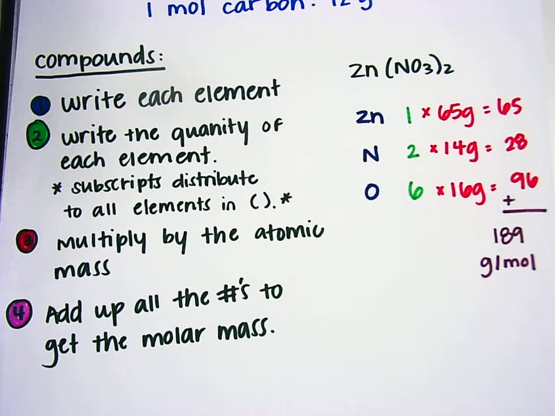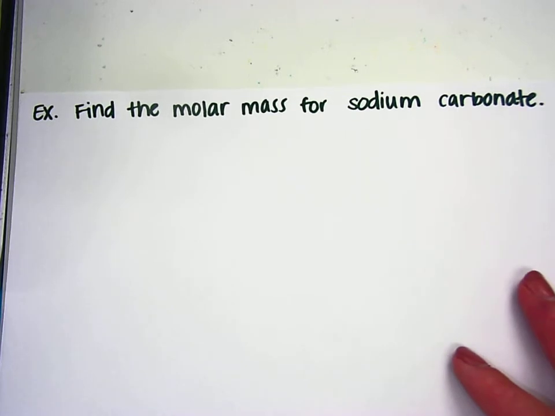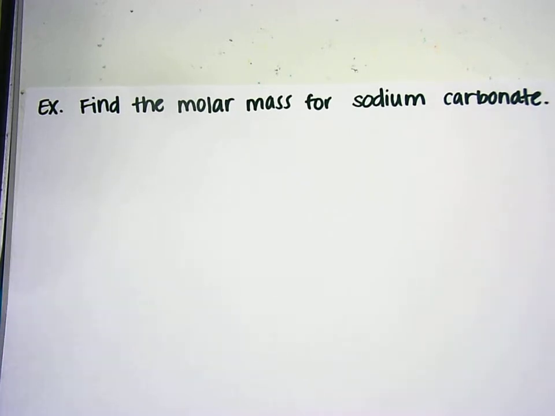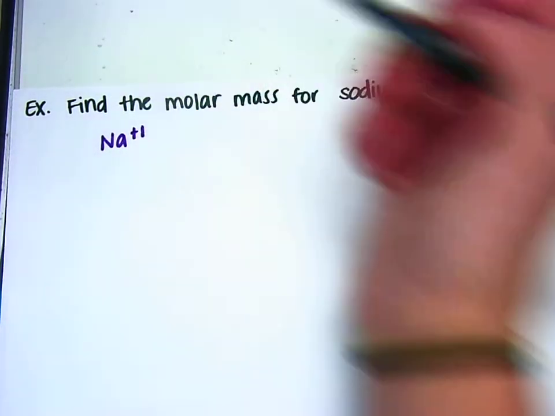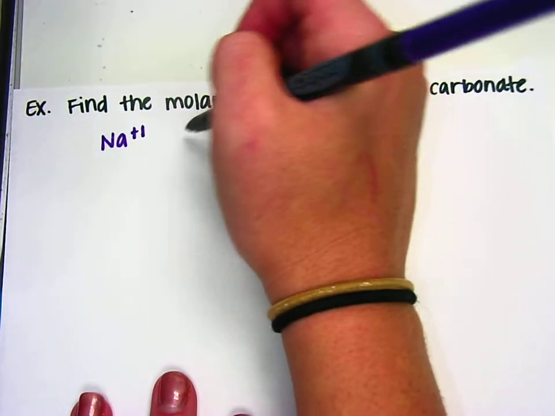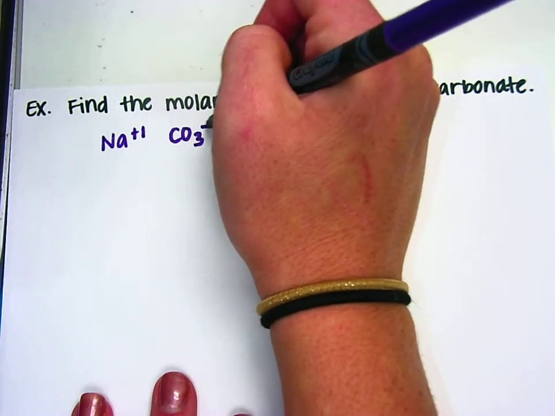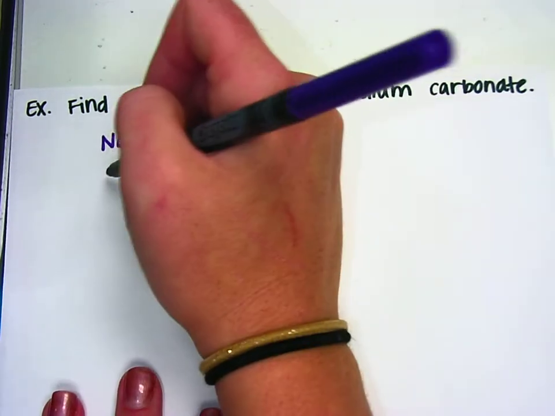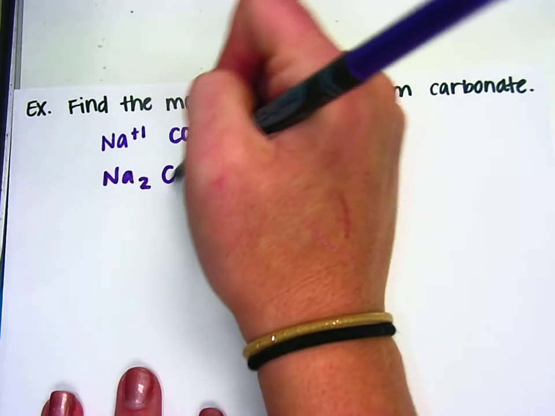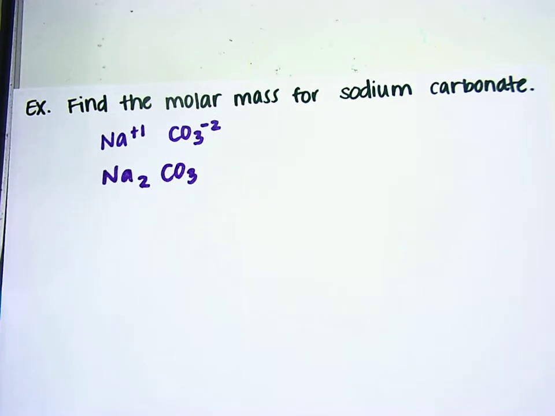So I'll give you an example to try on your own. And the example is find the molar mass of sodium carbonate. So the first thing that you need to do when you try this problem on your own is you need to find out what sodium carbonate really is. Sodium ion is positive, so it's +1, and carbonate is CO3 minus 2. Since these are bonded ionically, you'll need to crisscross. So Na2CO3 is your formula. Then you'll take that formula and you'll calculate its molar mass.